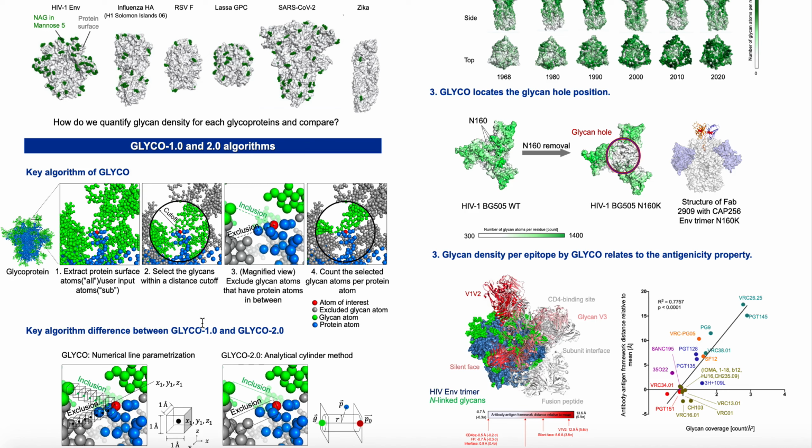The key algorithm of GLYCO is the same in both GLYCO 1.0 and 2.0. Basically, the idea is to find the glycan atoms around the surface area, a surface residue of the protein, and then check if the glycan atoms are actually giving the shielding effect to the surface atom. If it is giving the shielding effect, then we include that glycan atom in the calculation, and once we count the number of these glycan atoms, that will be our glycan density.